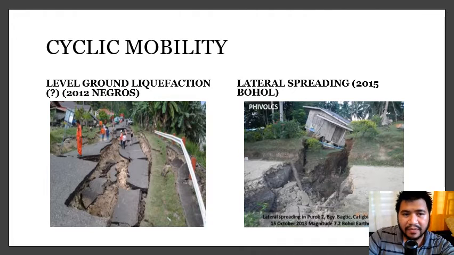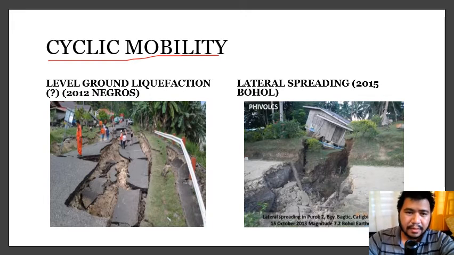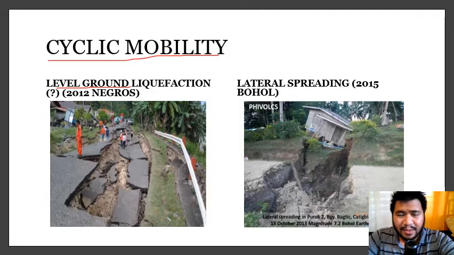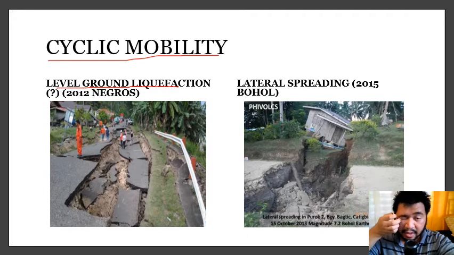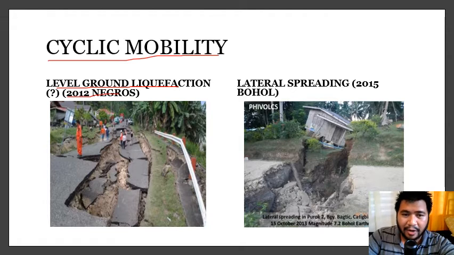More examples of cyclic mobility. This one is supposedly an example of level ground liquefaction, question mark, in Negros 2012. I place a question mark here because I found this from a website. It was labeled liquefaction, but it's not really specified if it's a lateral spreading or level ground. But I noticed here that it seems that this area is actually sloping. So I'm quite hesitant to label this as a level ground liquefaction.